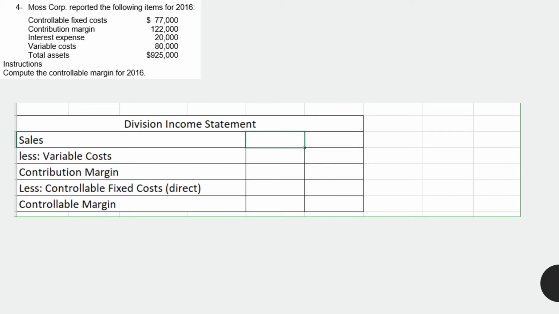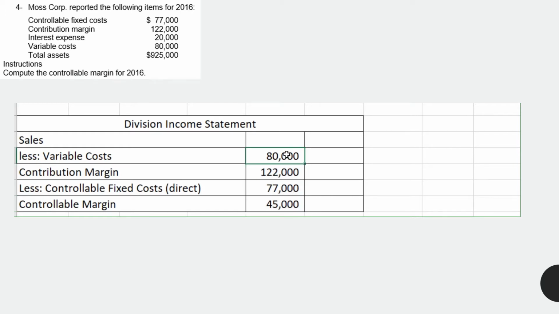Situation 4, we have Most Corporation reported the following items for 2016. They've got controllable fixed costs, contribution margin they've told us, interest expense, variable costs, and total assets. What we're asked is to compute the controllable margin for 2016. So we want to populate what we know, and we know what the variable costs are, we know what the contribution margin is, and so we'll populate that up.